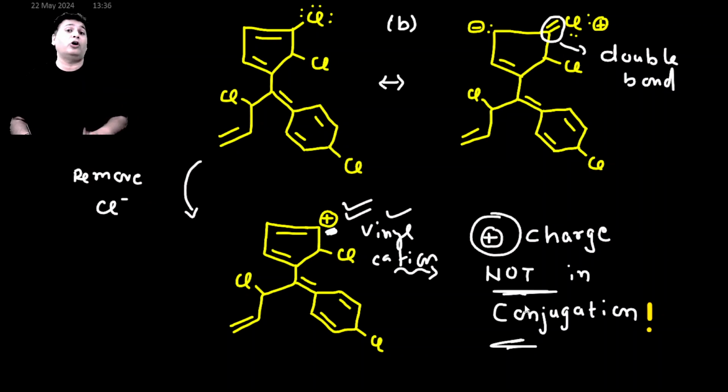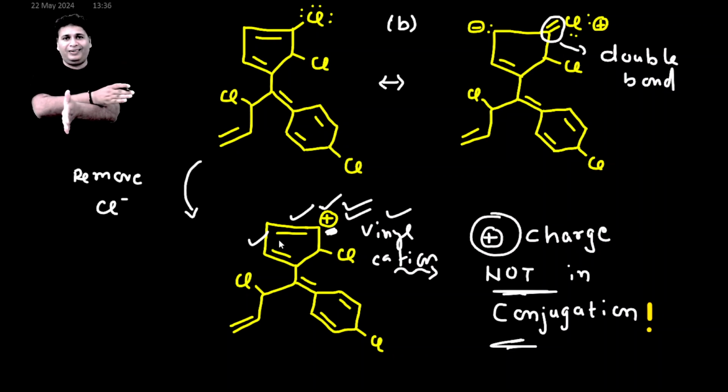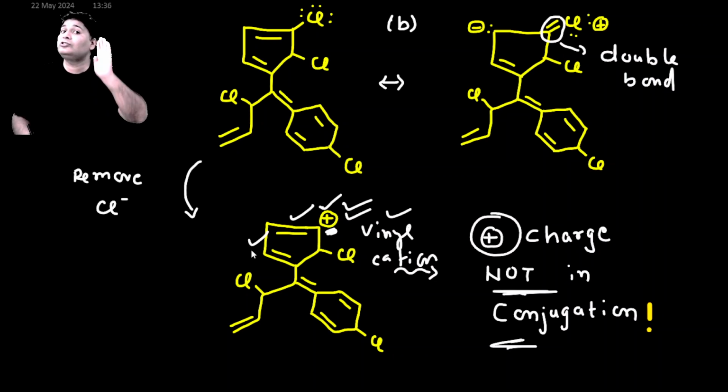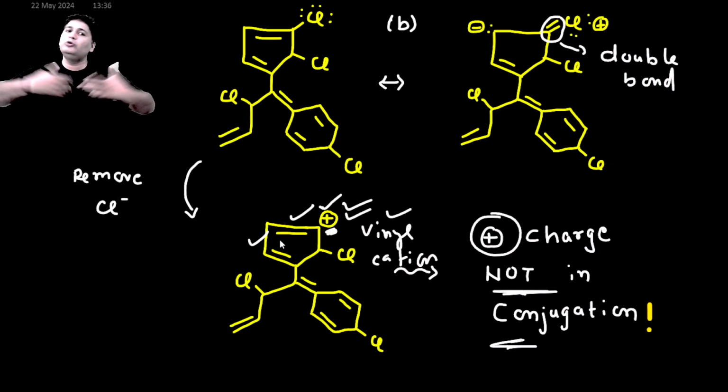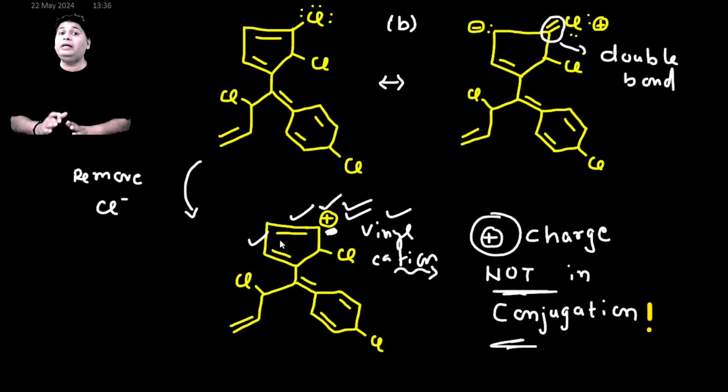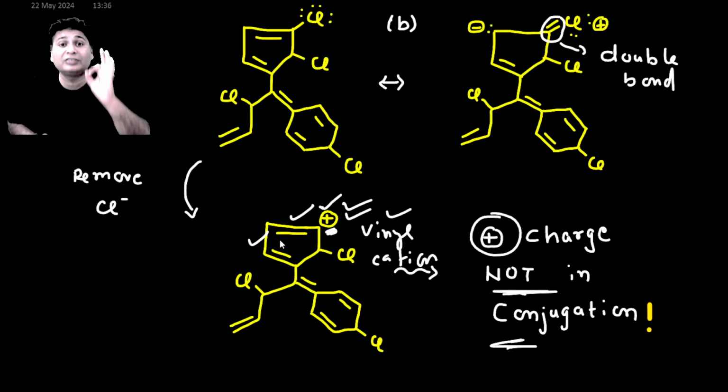Let us try to sing the song of conjugation. Plus, double, single. Now this is not the situation. The situation of conjugation is plus, single, double. But here it is plus, double, single. This is not the condition of resonance. If it was plus, single, double, okay, it was done. But here it's not done. So the plus charge will remain localized. The burden will remain on a single carbon. It will feel helpless because it cannot distribute the burden. So its stability will be under a scanner. It will be very less stable.